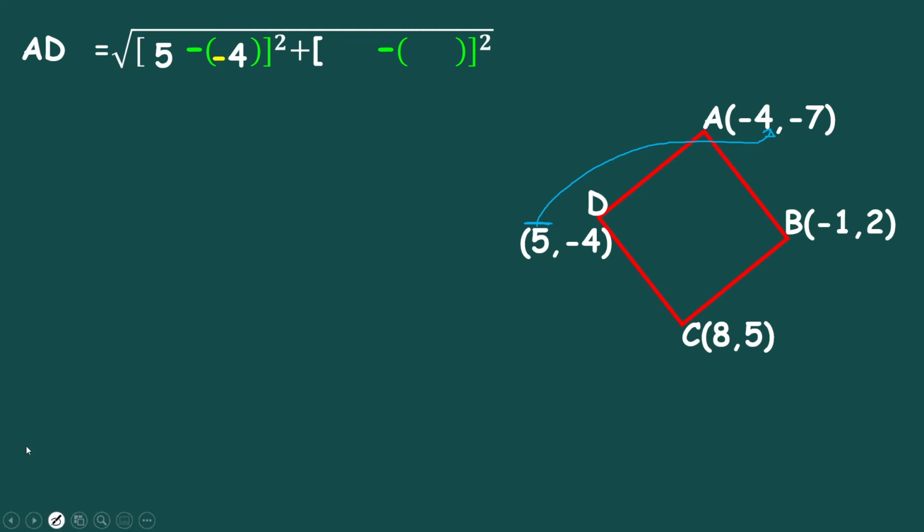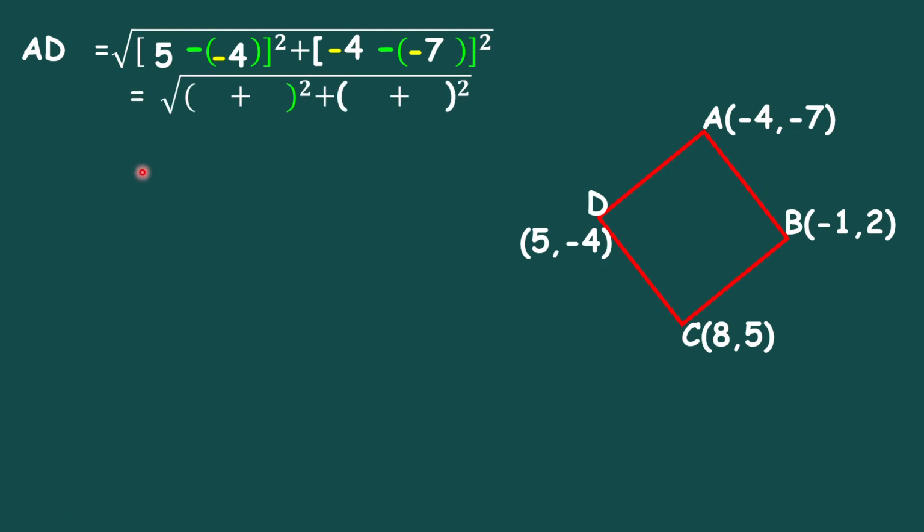Now we take subtraction between their y coordinate. Tell me y coordinate of point D is how much? Negative 4 minus into bracket the y coordinate of point A is how much? Negative 7, bracket complete, its square. Now we simplify this. AD is equal to root of 5. We know that the multiplication of same sign always positive, therefore minus into minus becomes as plus.